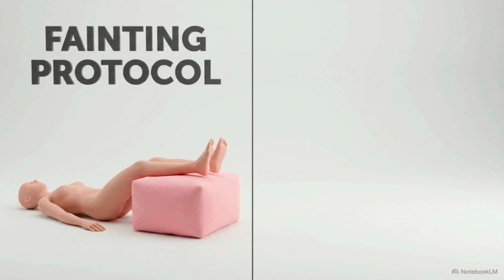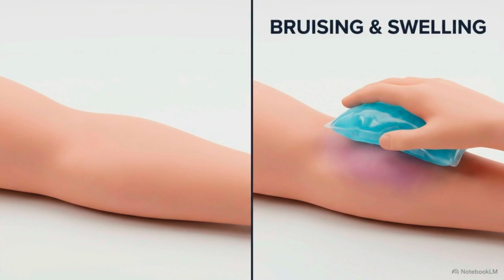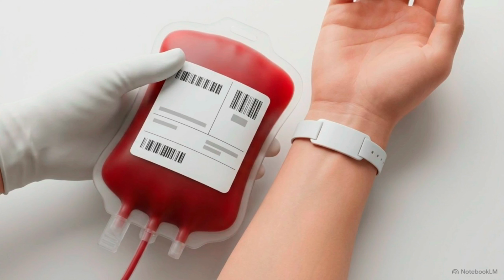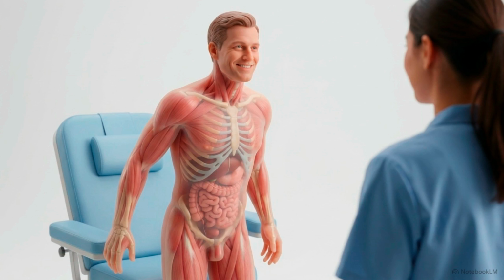If a donor experiences vasovagal syncope, meaning they feel faint, have them lie down, elevate their legs, and apply a cold compress. If a hematoma forms at the site, apply a firm direct pressure and an ice pack. Completing the labeling at the bedside secures the chain of custody for the laboratory, and identifying physical reactions quickly ensures the donor recovers without complications.